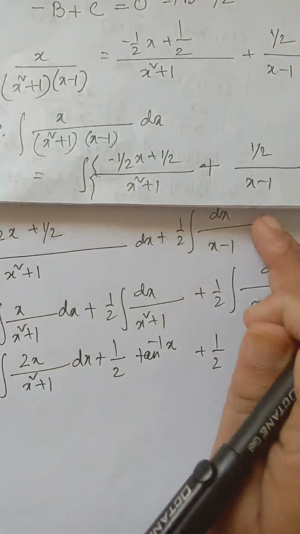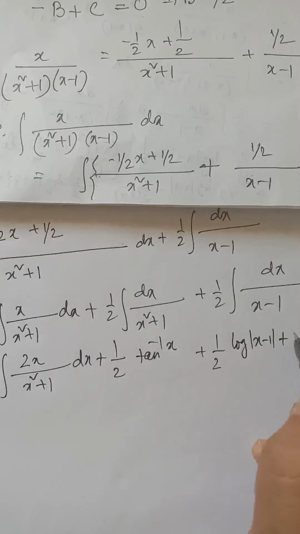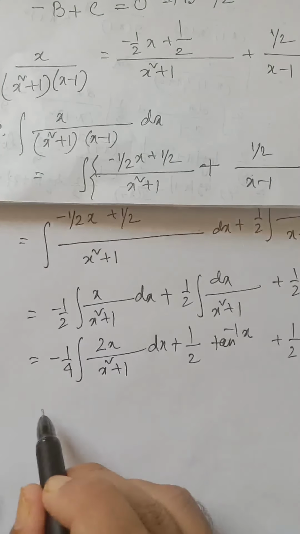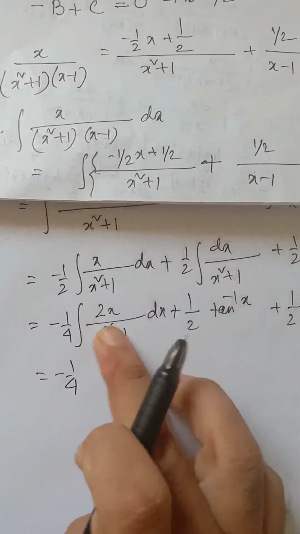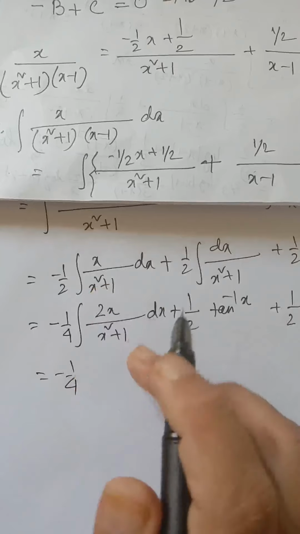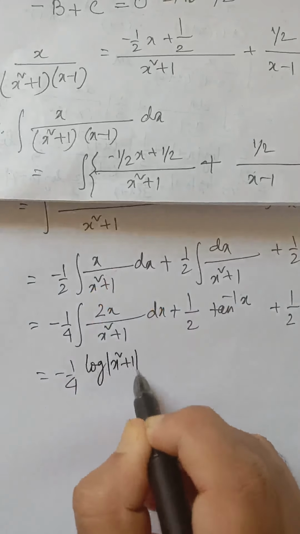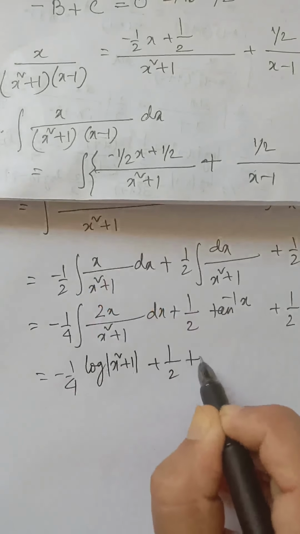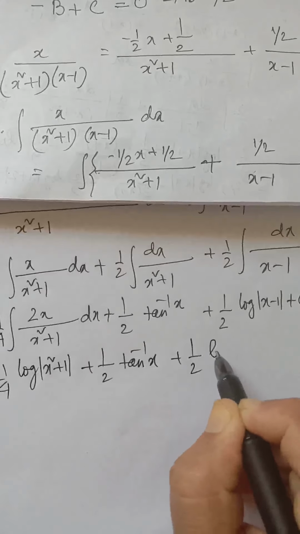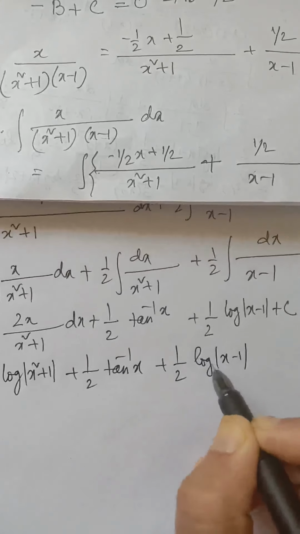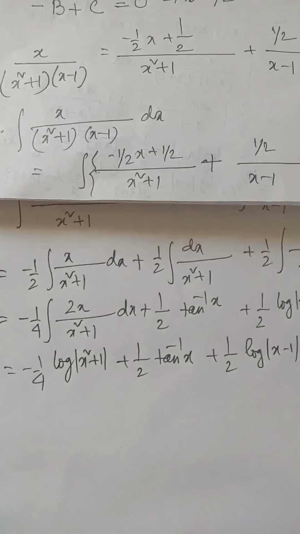Integration of this is of the form 1 by x, so the integration will be log of x. This part is of the form f dash x by fx. X square plus 1, its derivative is 2x. For f dash x by fx, the integration will be log of fx. So we get half tan inverse of x, half log of x minus 1, plus c. So this is the integration.